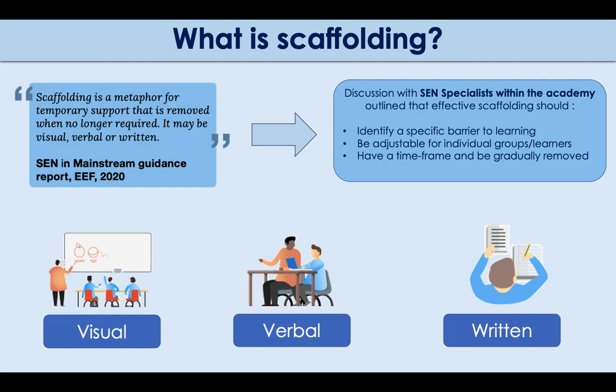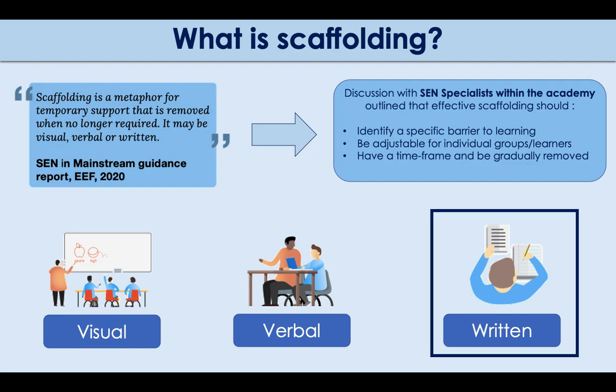Firstly, we must understand what actually is scaffolding. So the EEF in 2020 summarised scaffolding to be a metaphor for a temporary support that can be removed when it is no longer required by the student. And it can be visual, verbal, or written. For the purpose of this presentation, we will be focusing on written scaffolds, specifically looking at long answers in science lessons. When having discussions with SEN specialists within my own academy, they outlined that effective scaffolding should identify specific barriers to learning, be adjustable for an individual group or individual learner, and have a time frame to be eventually removed.